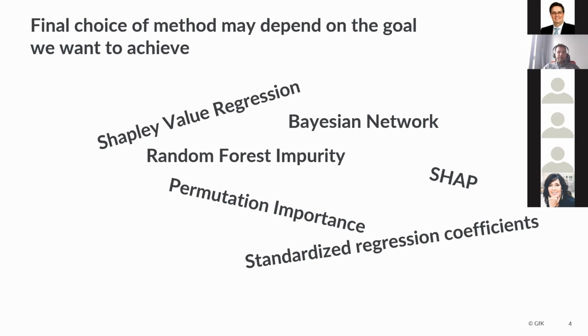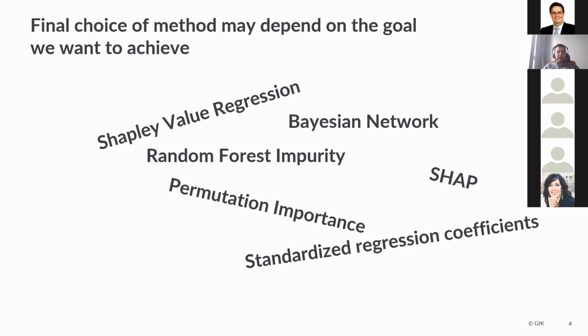GfK's flagship driver analysis method for many years was Shapley Value Regression. Another method worth mentioning is total effects for Bayesian Network, taken from the BayesiaLab tool, which I call here Bayesian Network. I also include here random forest importance based on impurity and the shap algorithm, known among Python developers. This last one is a kind of explainer, a method that helps to understand the behavior of the models.